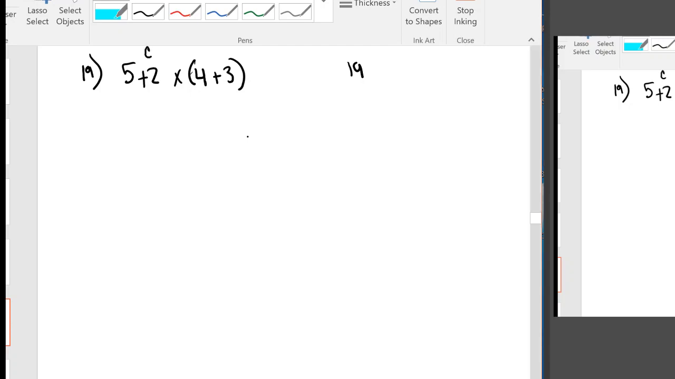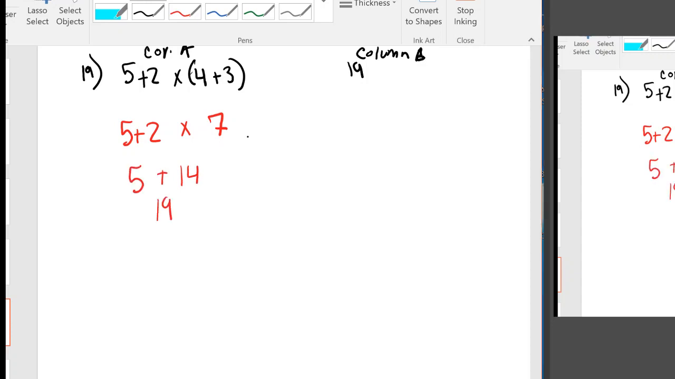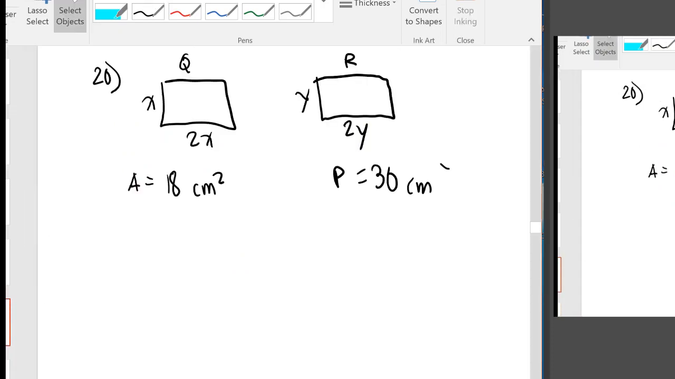This is a column A, column B type question in which you have to determine whether column A is greater, or column B is greater, or C they're equal, or D none of the above. So you're going to have just regular old PEMDAS. That's 7, and then you have 5 plus 2, right? Then you do the multiplication first because that's the M in PEMDAS. So you have 14 plus 5, 19. And this is also 19. So C, they are equal. All right, pretty simple if you know your PEMDAS rules. So that's that one.